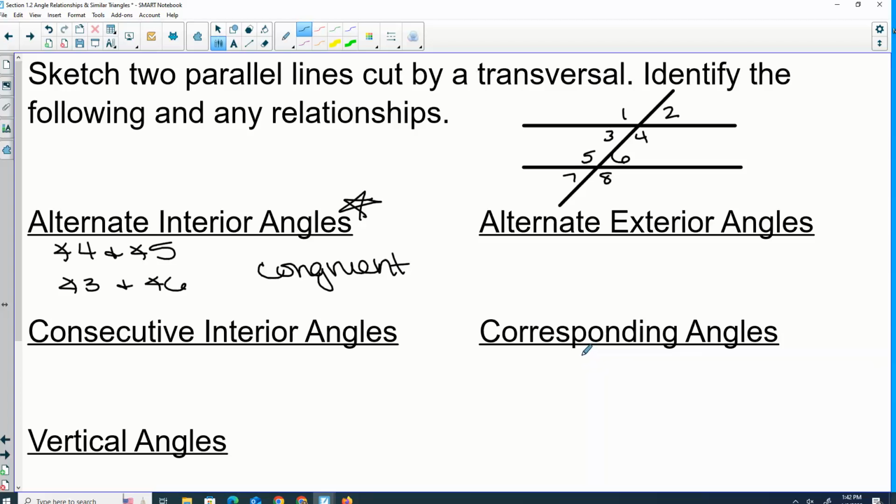Alternate exterior. So it's opposite sides of the transversal, but outside the parallel lines. So what would those be? 1 and 8, 2 and 7. And what's true about those measures?